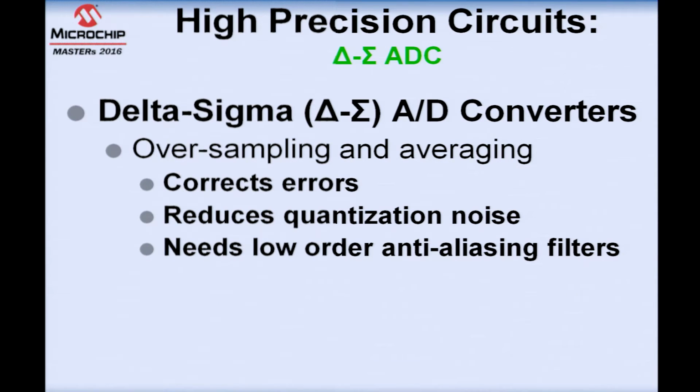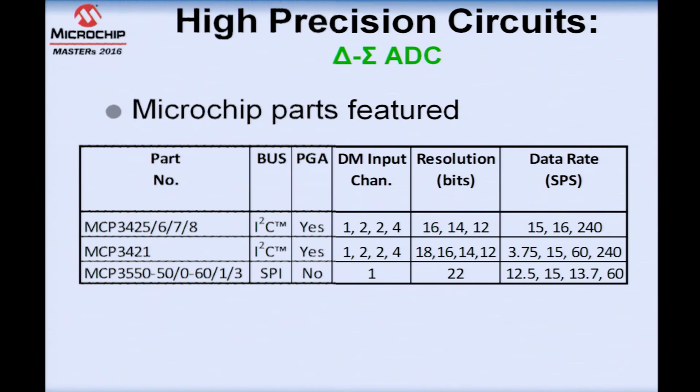Another precision component is del-sig converters. They're fairly well known these days. I've just thrown up 3 different del-sigs that we do. We do more than this. This is just a sampling.